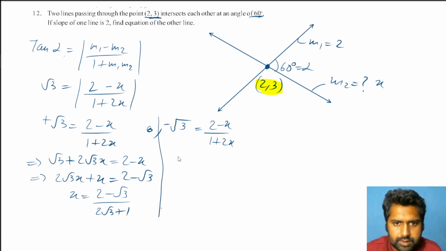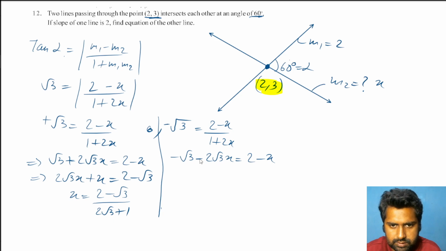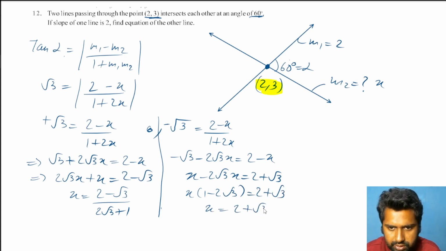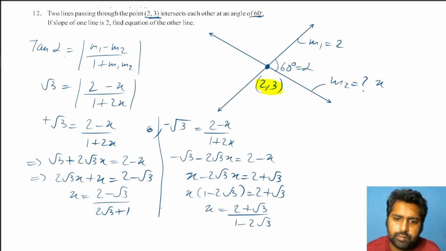Similarly here also, so minus root 3 minus 2 root 3x is equal to 2 minus x. Take this one on the other side, so you'll get x minus 2 root 3x is equal to 2 plus root 3 this time. So take x common, 1 minus 2 root 3, 2 plus root 3, x directly becomes 2 plus root 3 upon 1 minus 2 root 3. So these are the two values of x that you are getting.